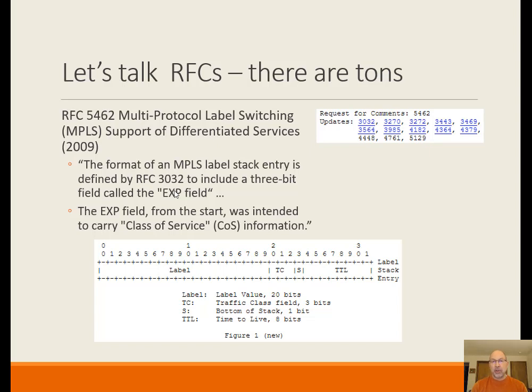Now the EXP field, or experimental field, was never really designed to be experimental. It was always designed to be some kind of class of service. And so what 5462 does is says, listen, it was designed to be class of service anyway, let's just make those 3 bits class of service. So you see the TC bits down there, that's the traffic class field. And of course, it's 3 bits. If you watch the other videos, you know where those 3 bits probably come from.